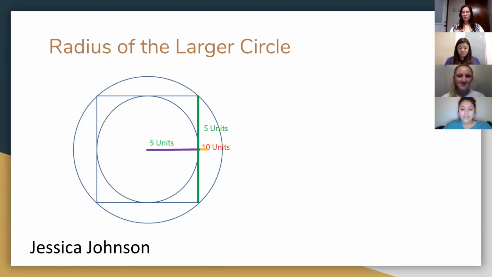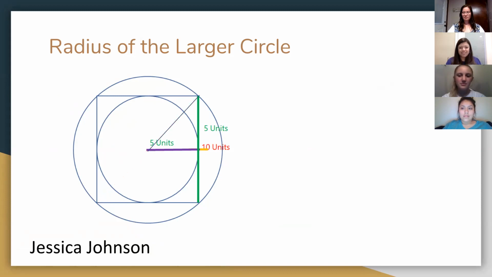Claudia, as Cece mentioned earlier, the radius of the smaller circle is 5 units. The larger circle will have a radius the same length as half the diagonal of the square. Here's the diagonal of the square, and we need to use the Pythagorean theorem to find the radius. But you only said half of the diagonal. Yes, so we only need to use this portion of the diagonal.